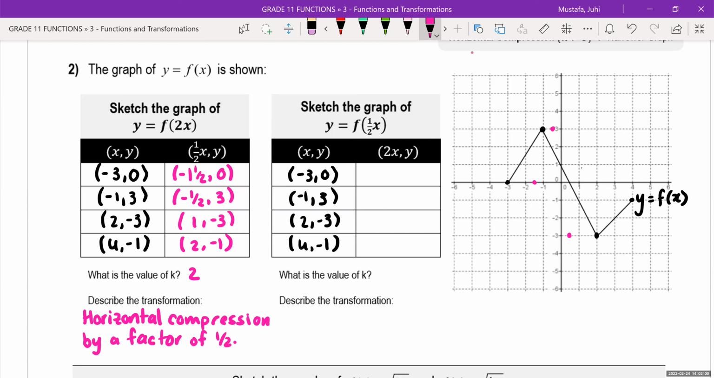What am I doing? Sorry, 1, -3 and 2, -1. Did I do them all right? -1/2, 3, and then 1, 3. Yeah. And I'm going to call this y is equal to f of 2x.